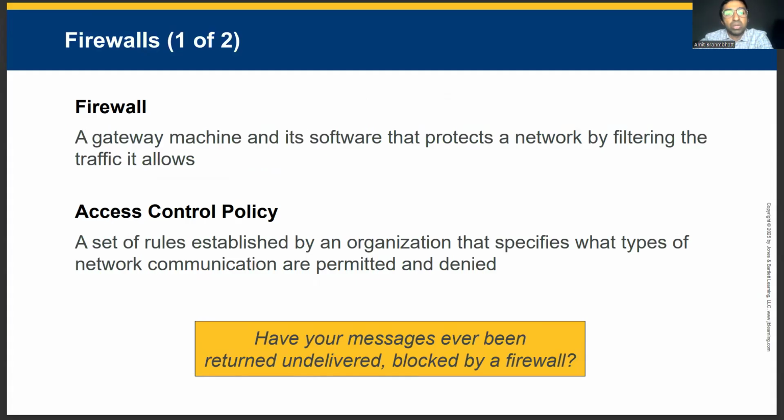A firewall protects a network by filtering incoming and outgoing traffic based on rules defined in an access control policy. Firewalls help block unauthorized access, prevent attacks, and enforce communication policies. Messages may be blocked if they violate security rules.